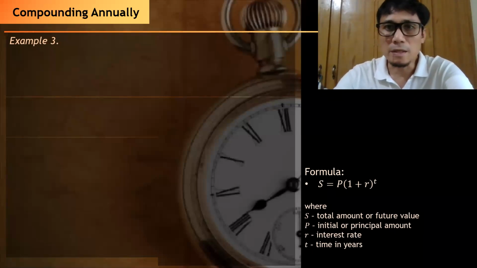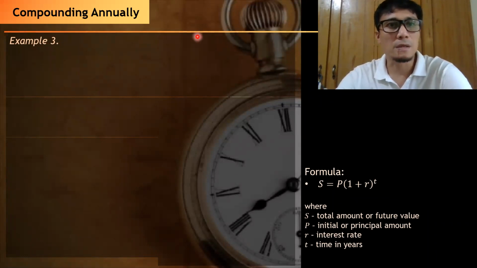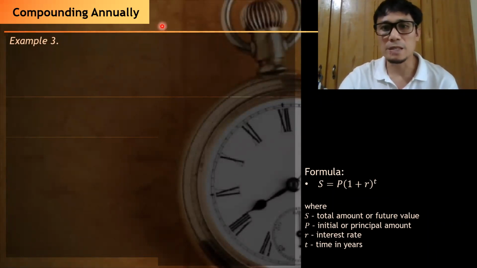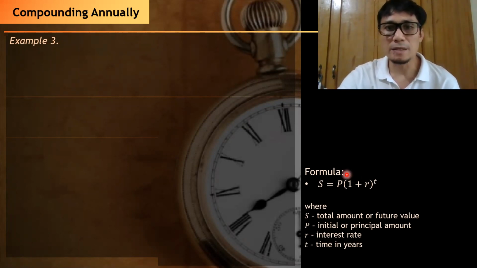Okay, to continue our discussion on annual compounding, let's consider the third example. Take note that this is our formula for compound interest, specifically for the case where the interest rate is compounded once a year, or annually.